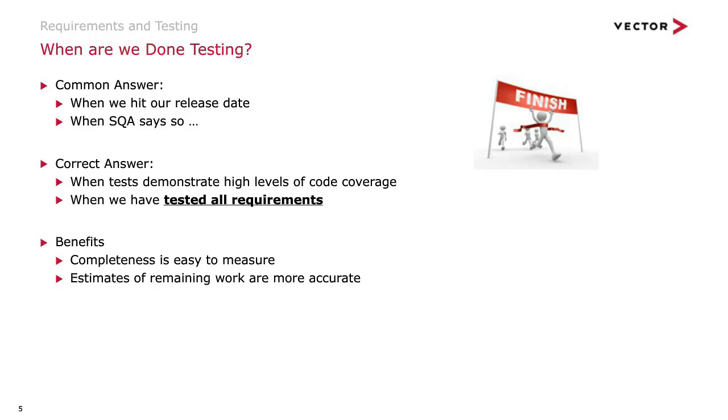So when are we done testing? When the tests demonstrate a high level of coverage, when we have tested all of the requirements. And you really should be using VectorCAST, a test automation system that allows you to do this in an automated, mechanical, engineering disciplined fashion. Makes it a part of the software development process. Okay, that's about when we're done testing.